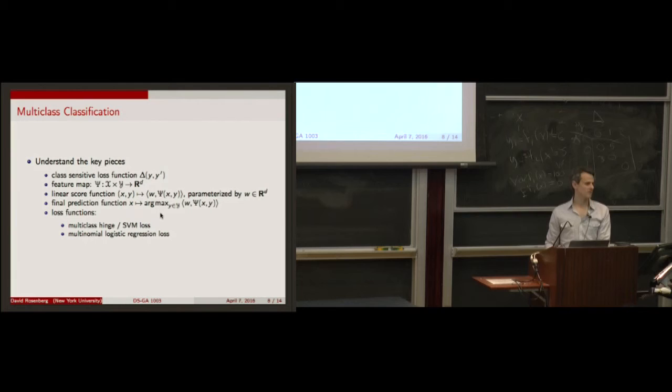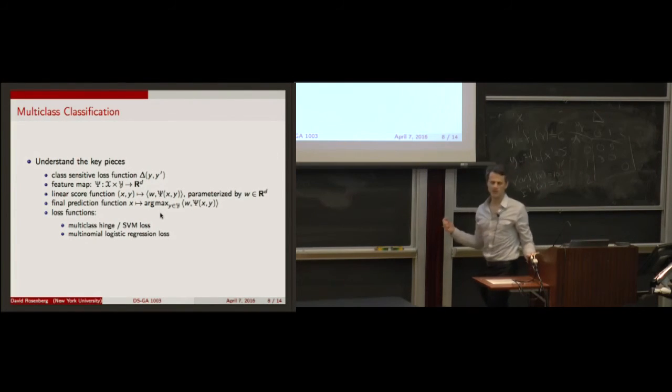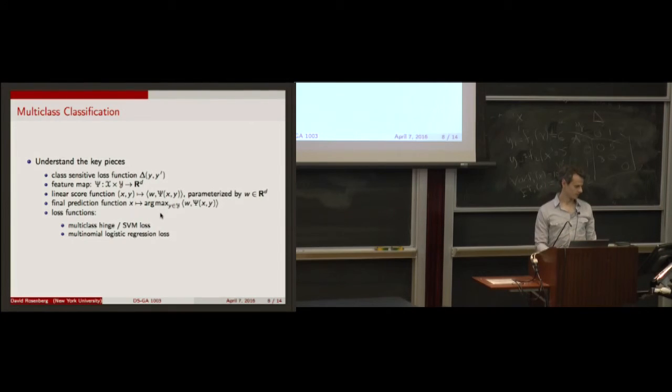It's also a thing we talked about yesterday, the multinomial logistic regression loss, which is also a multi-class loss function. You could think about this as either maximizing the likelihood given by the multinomial logistic model or minimizing the negative log likelihood. But this is another loss function we can use for multi-class.